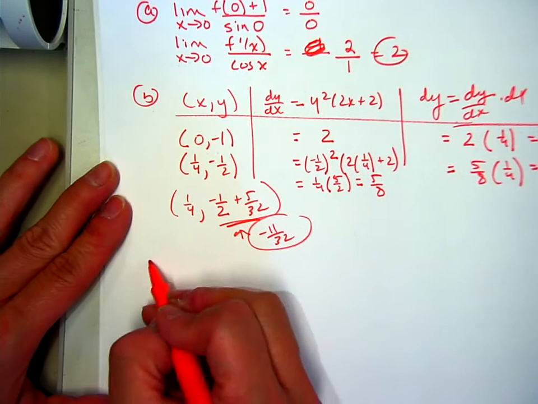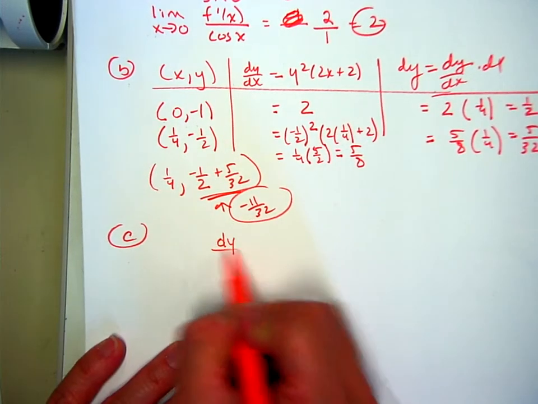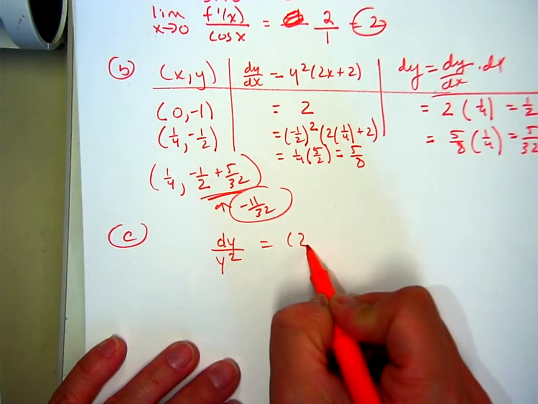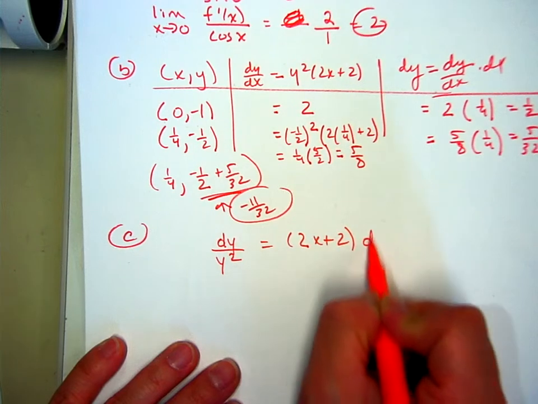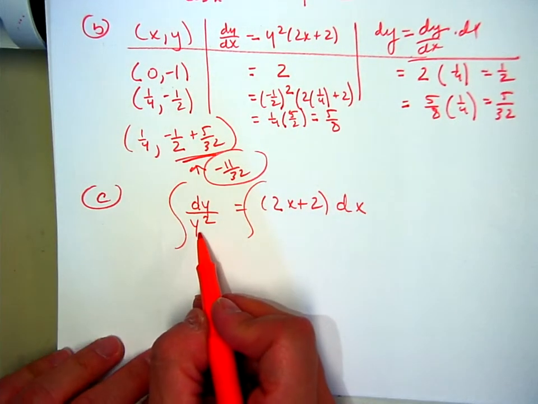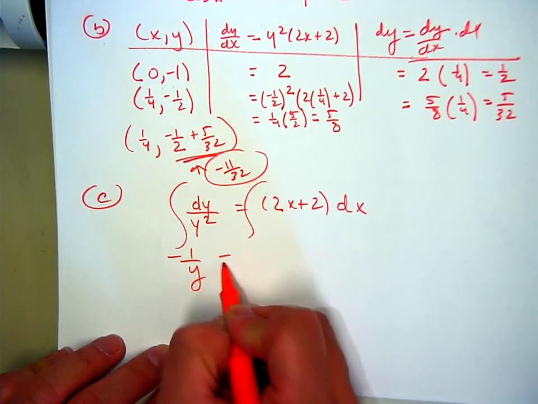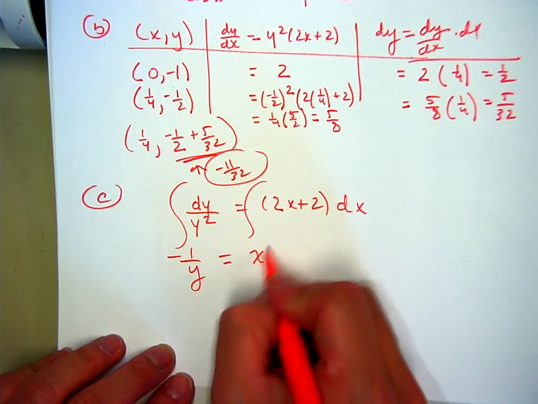Lastly, part C, find the solution. Separate your variables. Here's the first step. Okay, separate your variables, integrate both sides. This is not a natural log function because you don't have a du. This is really y to the -2, so this integral should be -1/y equals x squared plus 2x plus c.